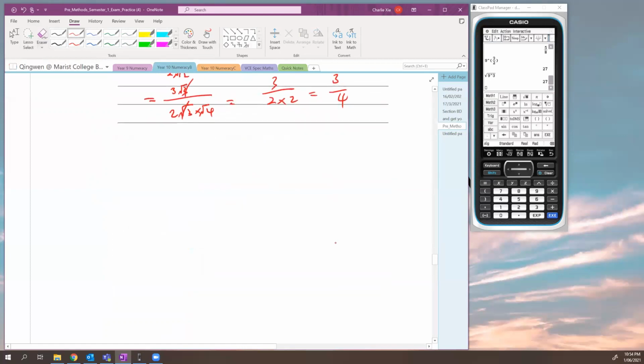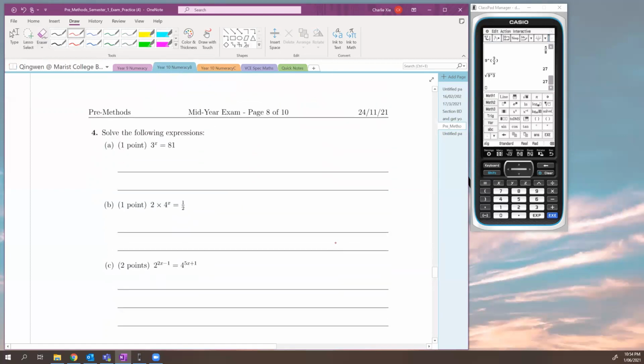All right, now solve the following expressions. All of those questions you can do for 1 point. You can just do it in your calculator and write down the answer if you want. So 3 to the x is equal to 81. I know this is equal to 3, but let's check if that's right.